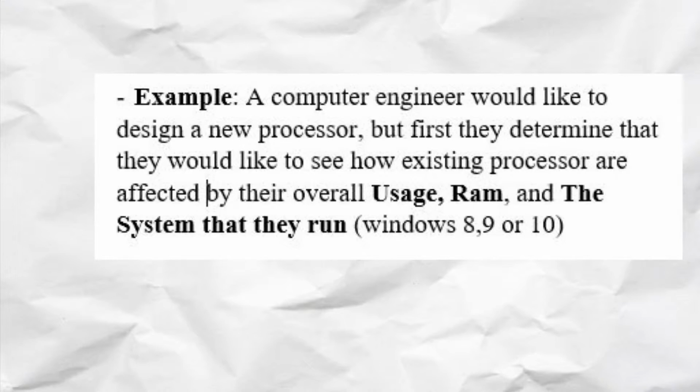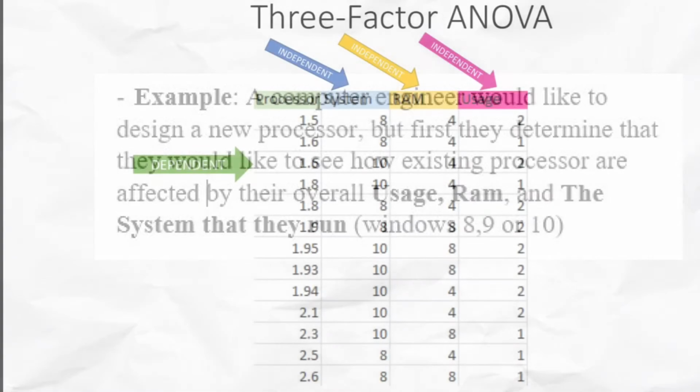A group of computer engineers would like to design a new processor, but first they determined that they would like to see how existing processors are affected by their overall usage, RAM, and the system they run on, whether that be Windows 9, 8, or 10. The dependent variable is the processor, and the independent variables are the RAM, usage, and the system that they run.